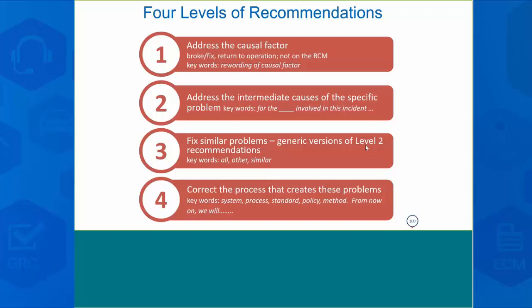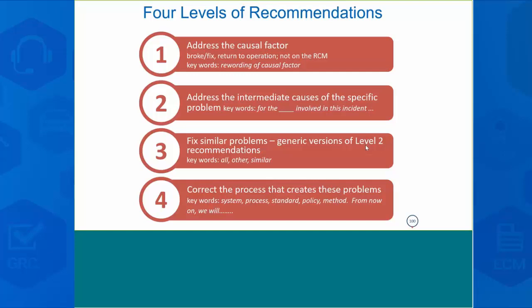I'm going to jump down to number 4. Correct the process, okay? So I'll go back to my example. The causal factor, Jim failed to take a sample. Well, let's take a sample. What's the intermediate cause? There was a procedure with deficiencies. Fix that procedure. The 4th level is to correct the process. So let's fix the procedure writing guidelines so we walk down procedures with significant operational impact, so we don't have procedures that have errors in it.